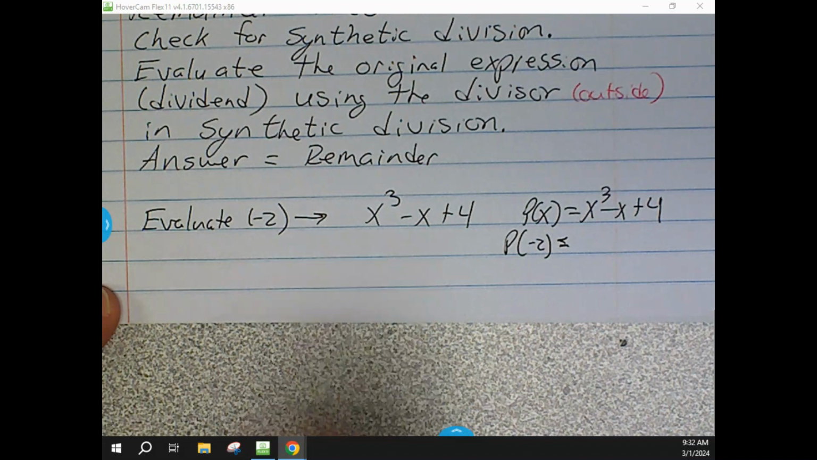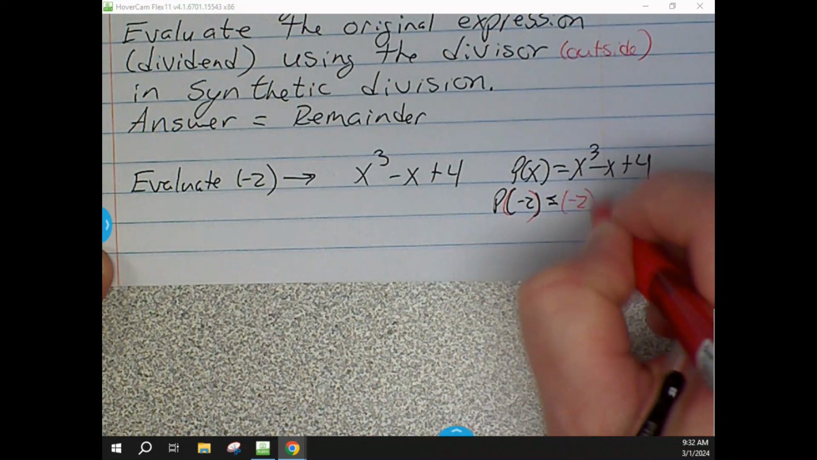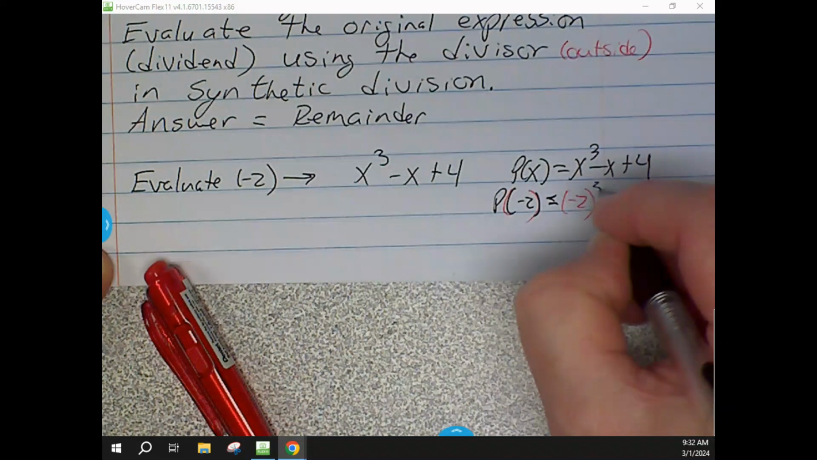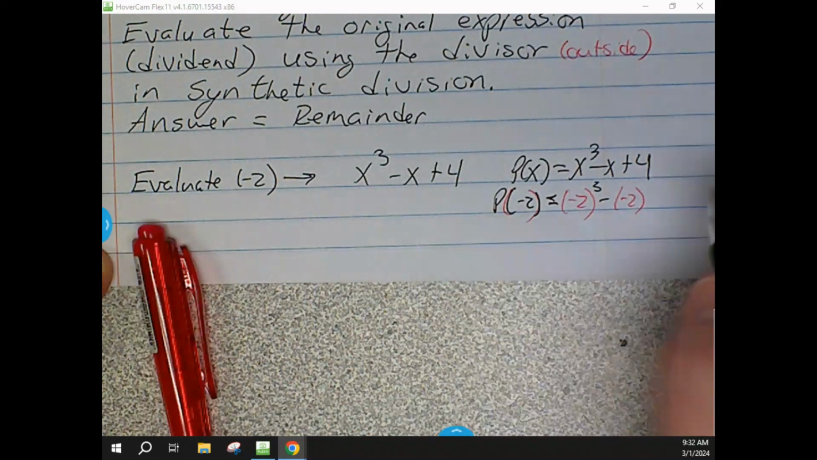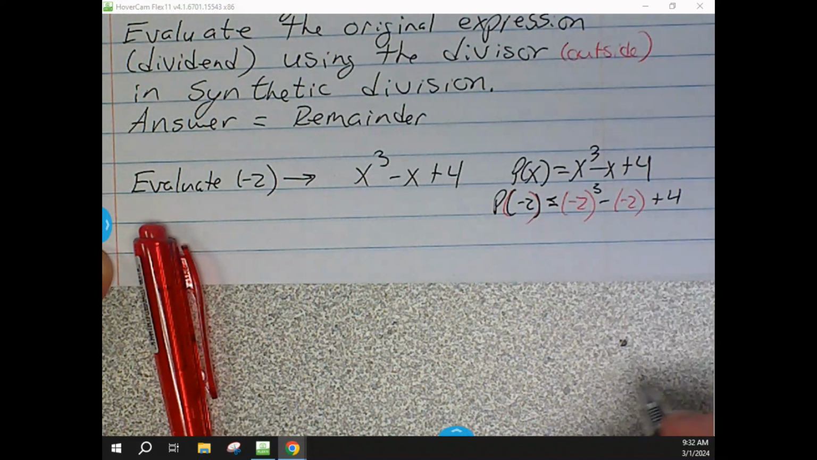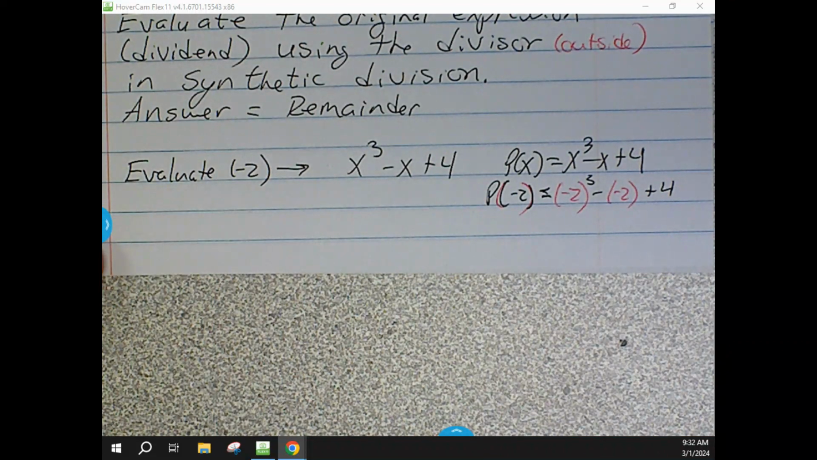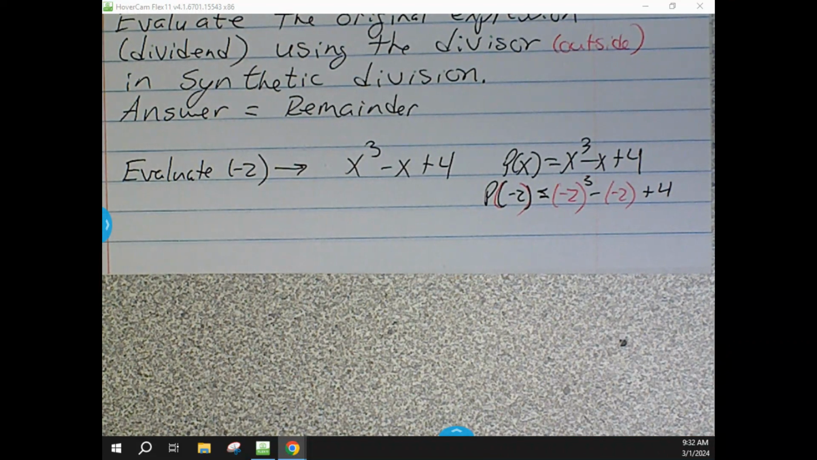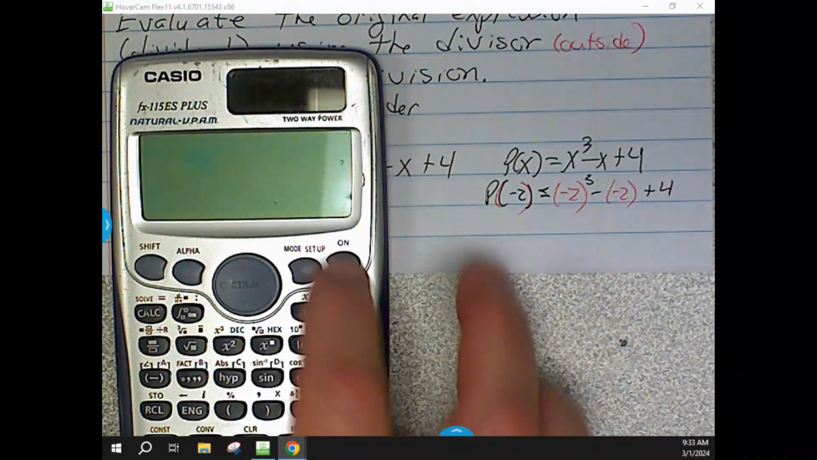Okay, so we plug in negative 2. And in those cases, if you notice, it's always in parentheses. So we're going to plug it in parentheses. It's negative 2 to the third power minus negative 2 plus 4. Okay, and everybody has a calculator. If not, there's one on the board you can borrow. From there, we would just take this thing and plug it back in so that your math is good and you don't get the wrong answer with this one.